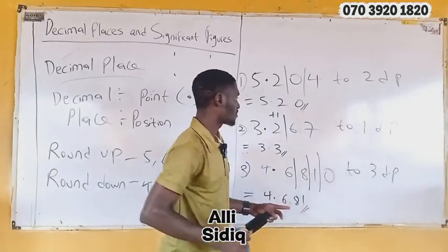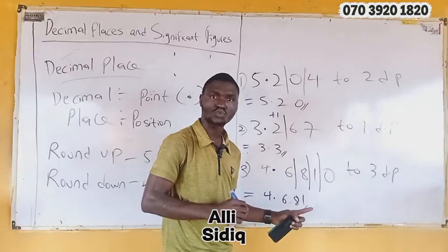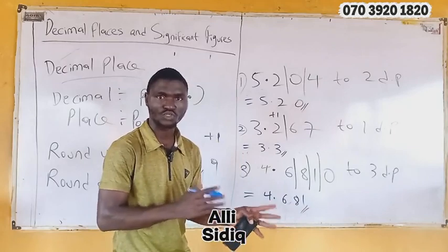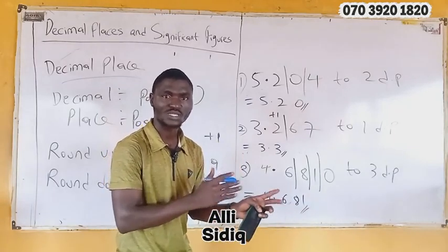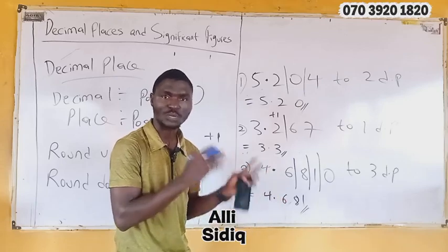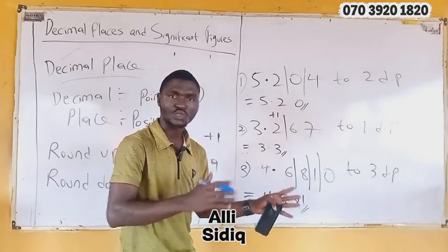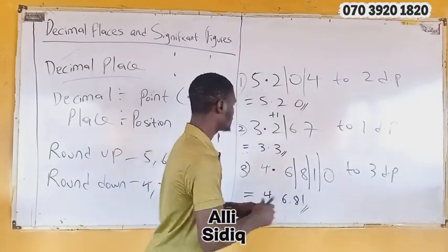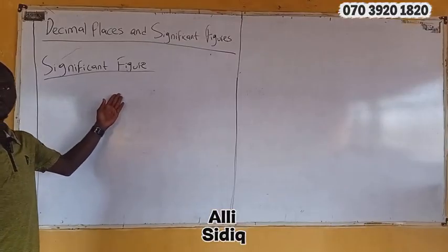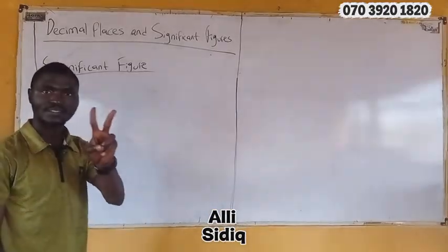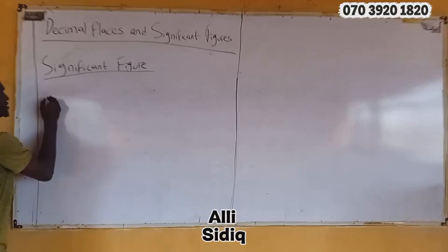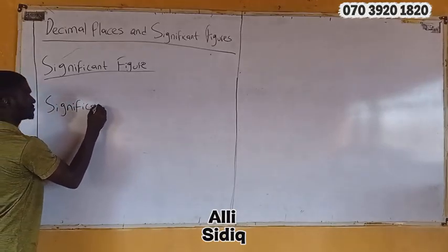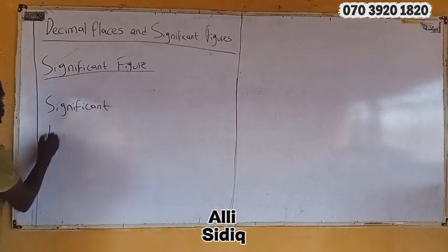very soon. Now, let me quickly move on to significant figure. It's similar, but there's a misconception between significant figure and decimal place, which I'm going to shed more light on. After which we'll solve questions from our JAMB past questions. Just stay tuned. Starting with significant figure, the word significant figure is also 2 keywords: the word significant, and the word figure.